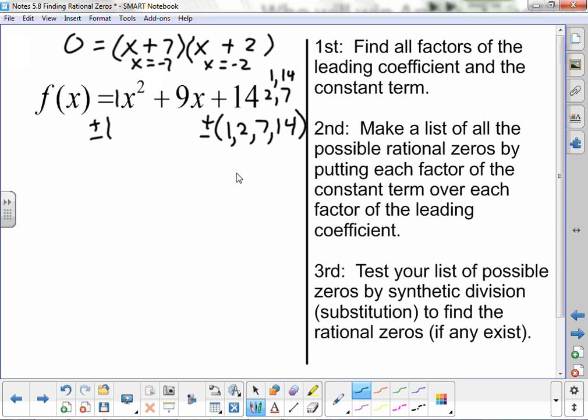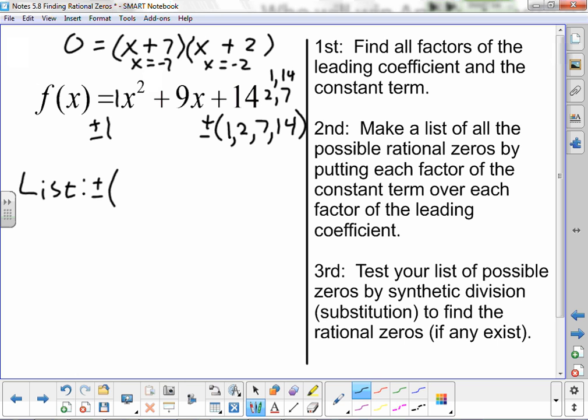Let's go make our list. So here's a list of possible answers. So plus and minus, that way we don't have to worry about putting plus and minuses all the time. We're going to take each one of these factors and put it over this factor. Now normally, sometimes there'll be 2 factors here. In that case, you'll have a longer list, but right now we have 4 numbers and we're putting them all over 1.